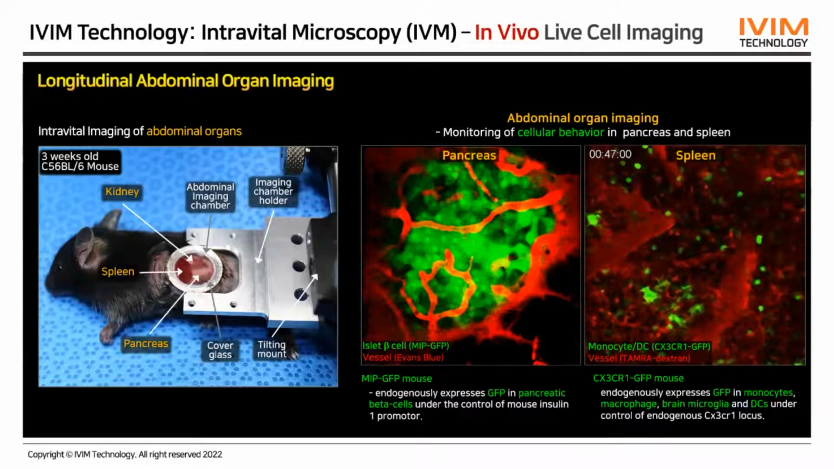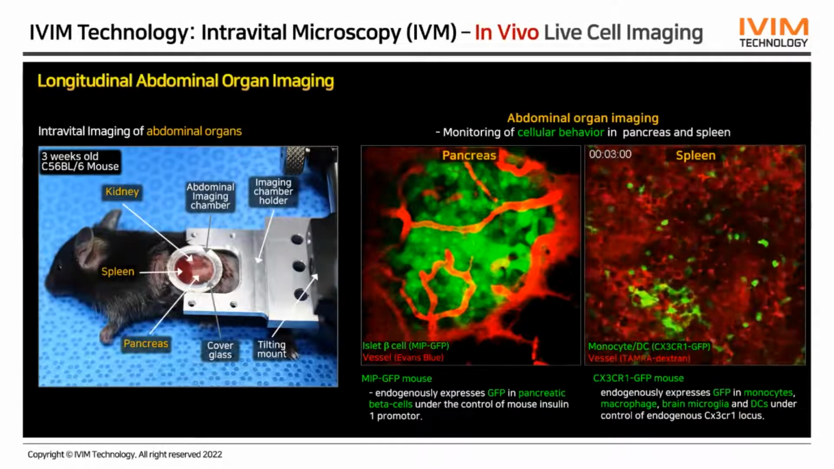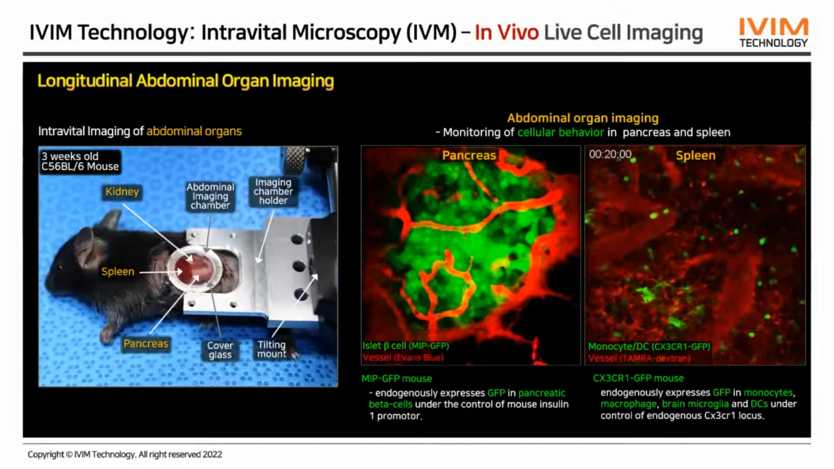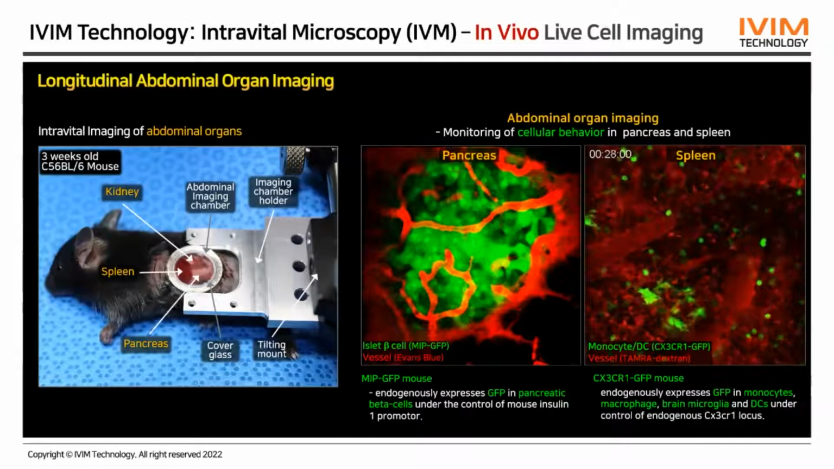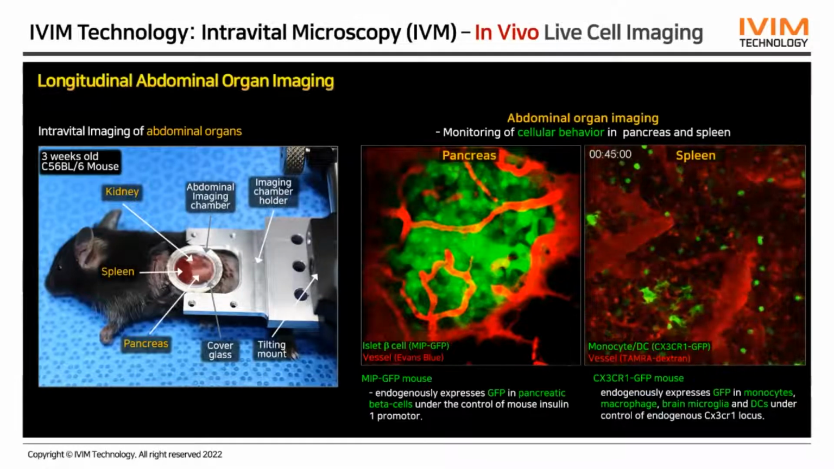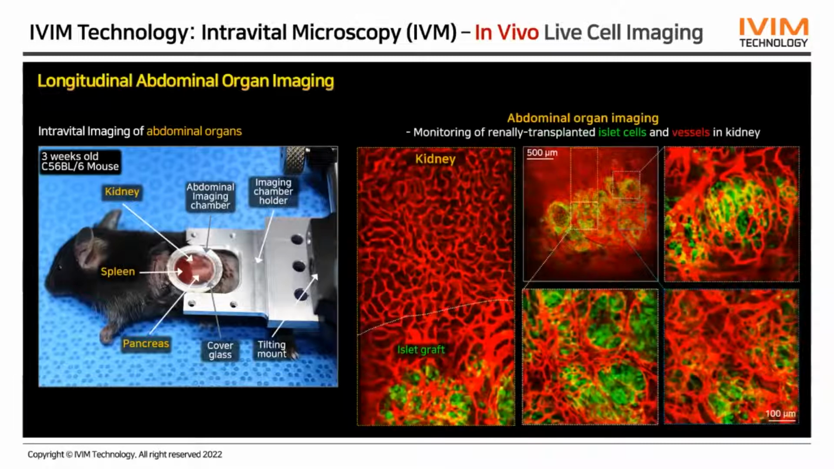And this is the example of pancreatic islet cells imaging. Islet beta cells in pancreas were visualized in vivo, and their cellular dynamics and development were monitored on a long-term basis by utilizing the abdominal imaging window. After islet transplantation, we monitored the islet cell engraftment and cellular development in kidney in a long-term manner.